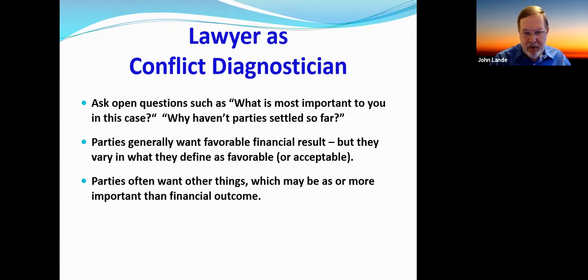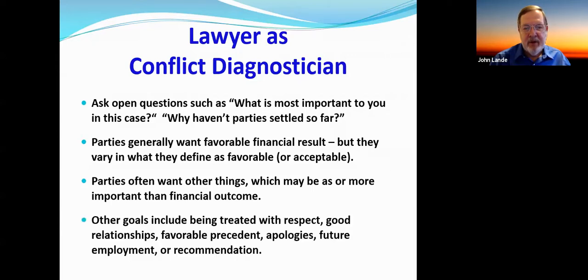And they may want other things, these intangible things that we've talked about, which may be as or more important than the financial outcome. Some of the other goals include being treated with respect, maintaining good relationships, developing favorable precedent, getting an apology, having future employment or a recommendation in an employment situation. There are a lot of different things that parties want.